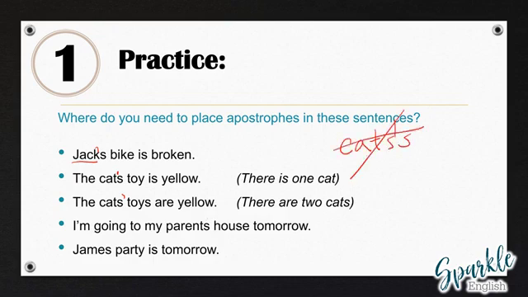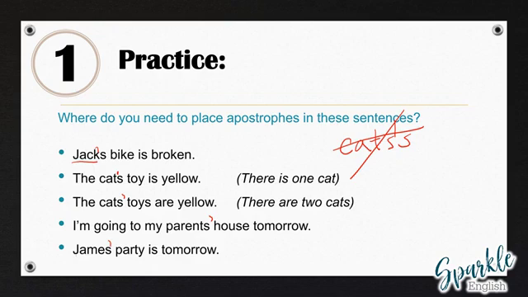Then we have I'm going to my parents' house tomorrow. Now remember, there's two parents and this word ends in an S normally. So we're going to put the apostrophe at the end. And then we have James's party is tomorrow. Now, because I didn't add the other S here, we're just going to put it like this: James' party is tomorrow, with the apostrophe at the end.